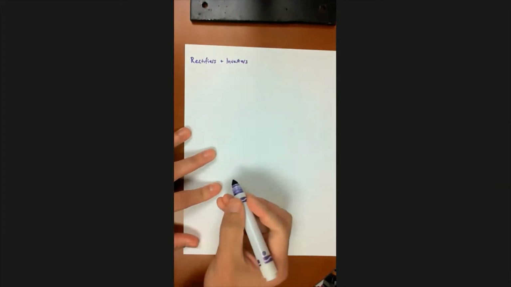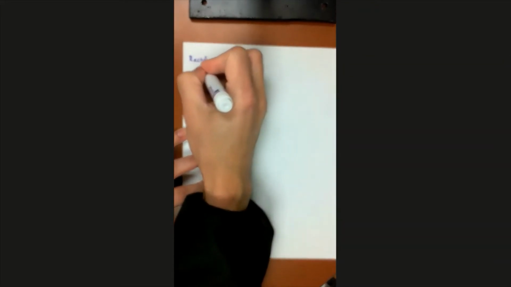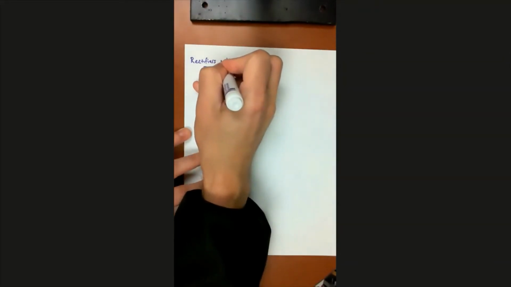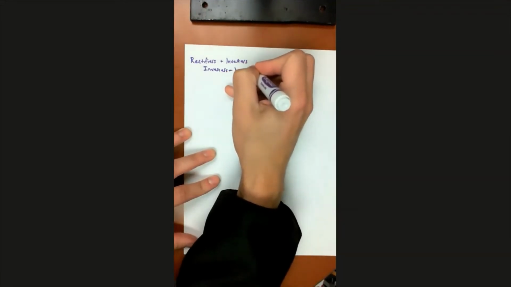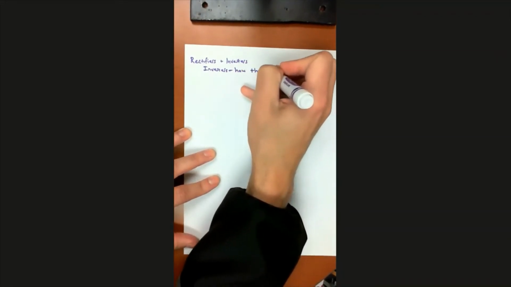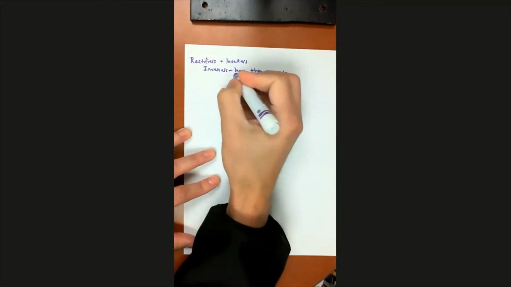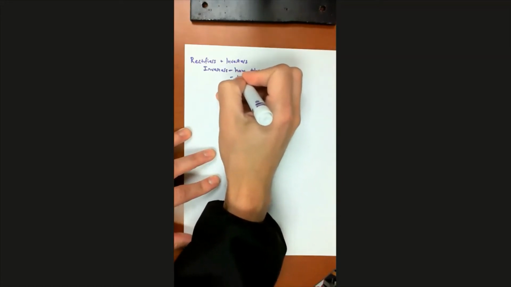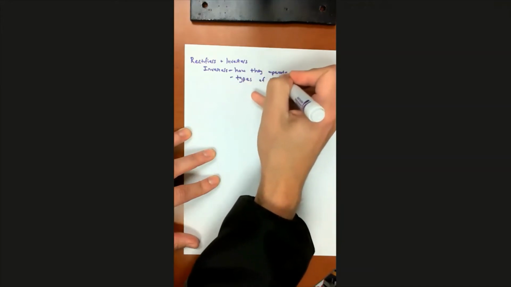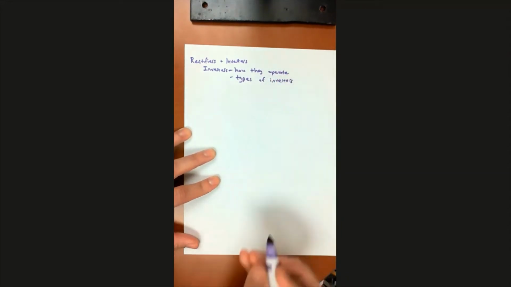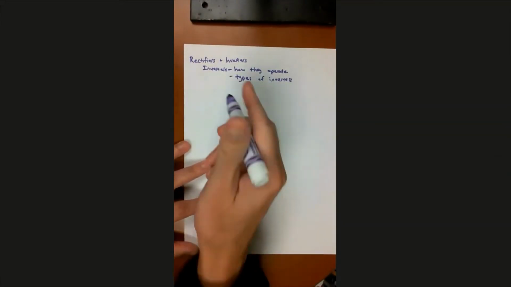So the first thing we talked about kind of briefly was inverters. And we talked about how they operate. And we talked about a couple different types of inverters. So you should understand what inverters are and how they operate.